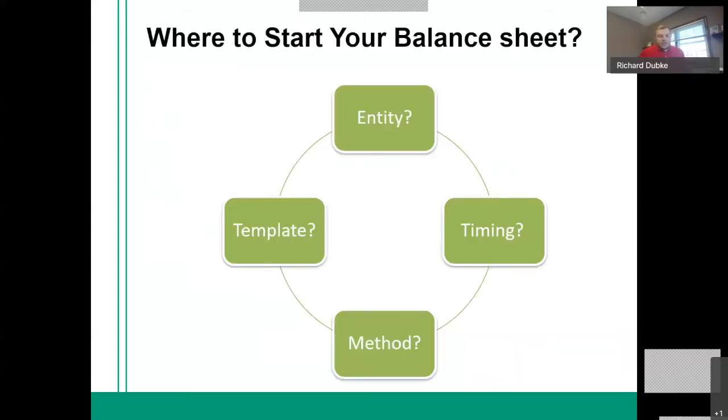So from there, let's say you want to get your own balance sheet started. Where do you start? These are the 4 main things that come to mind when I'm looking to help a customer start a balance sheet. And we'll deep dive on each of these over the next few slides.